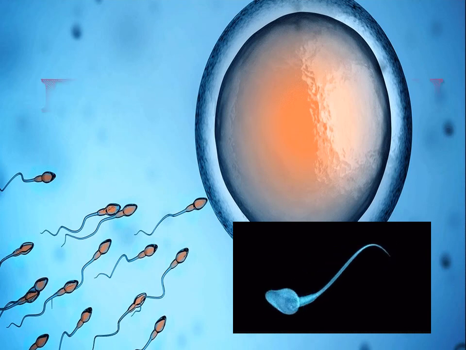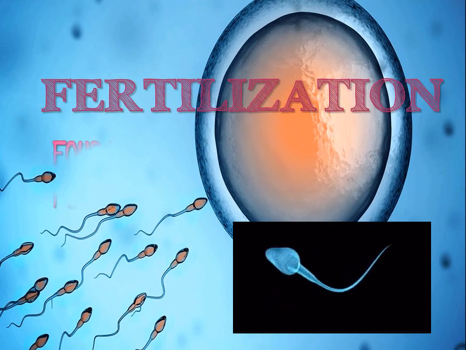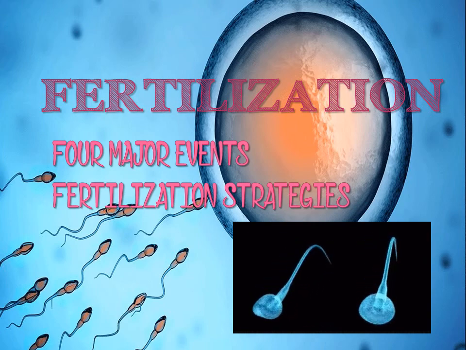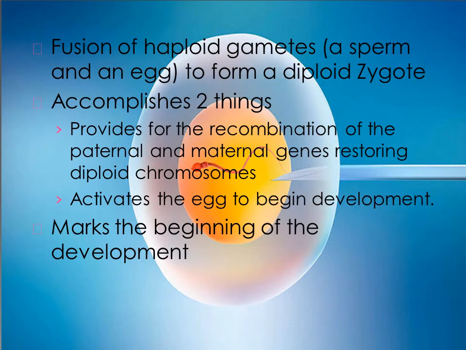Then, last topic would be fertilization. The four major events of fertilization and the fertilization strategies. So, fertilization is the fusion of haploid gametes, a sperm and an egg, to form a diploid zygote. So, it accomplishes two things. It provides for the recombination of the paternal and maternal genes, restoring the diploid chromosomes, and it activates the egg to begin development. Fertilization marks the beginning of development.